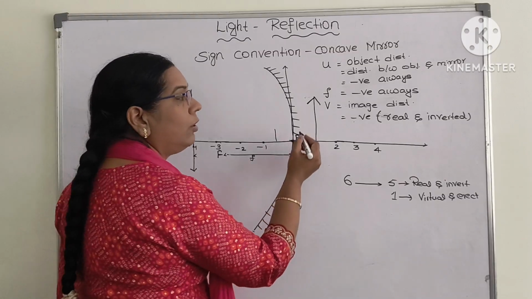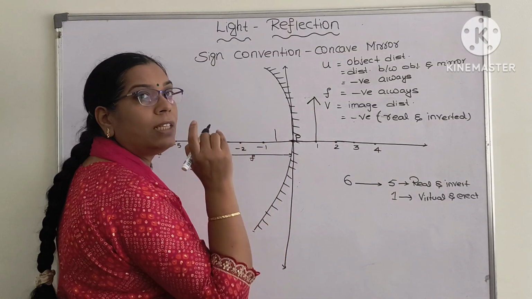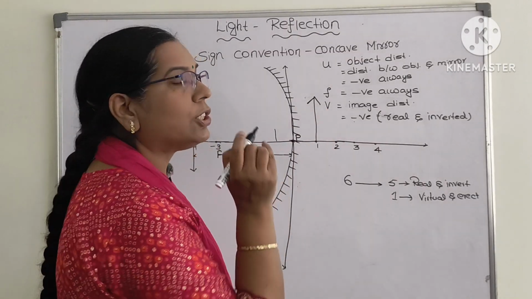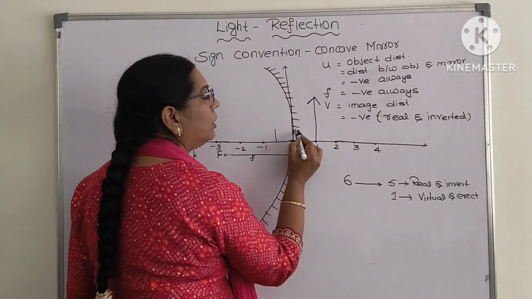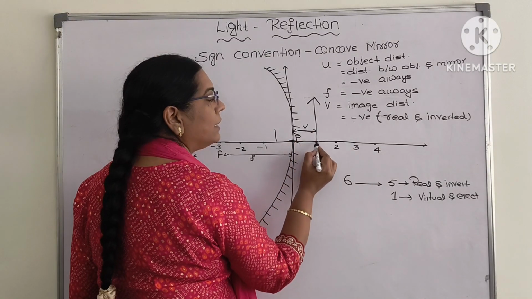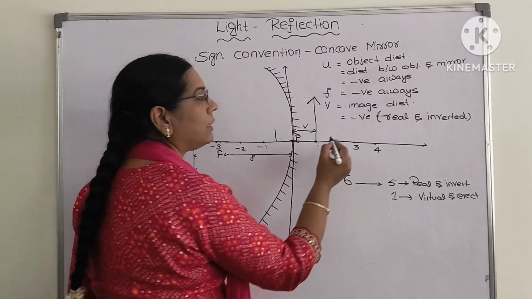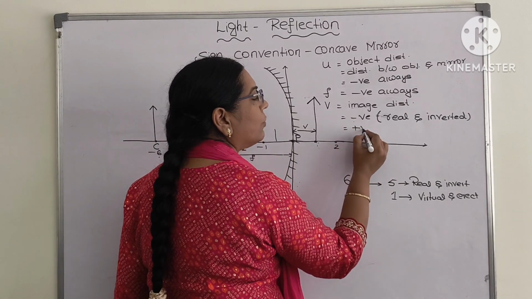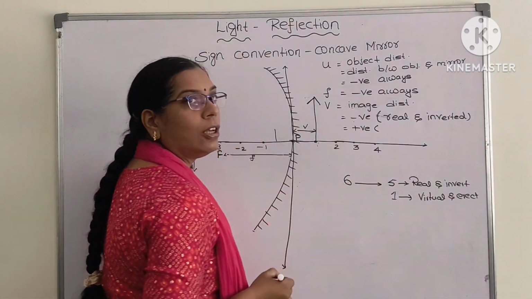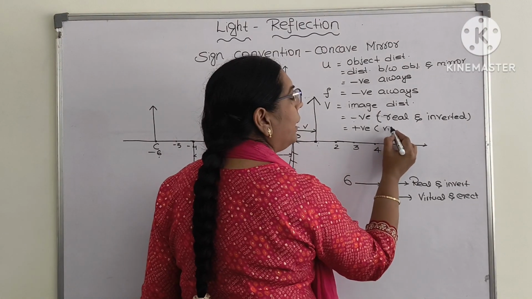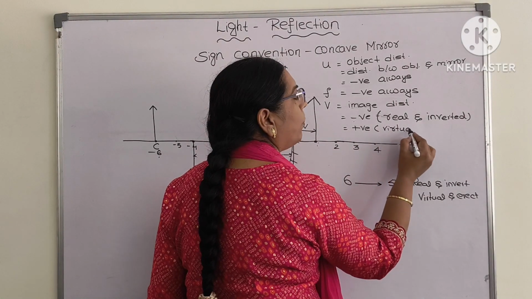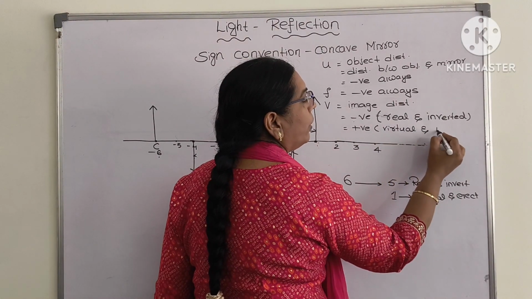And then it will be a virtual image. At such a condition, what is V? V is the distance between the image and the mirror. So this will be called V, and since now the image is based on the positive x-axis, the image distance will have a positive sign. So a virtual and erect image will have a positive sign for V.